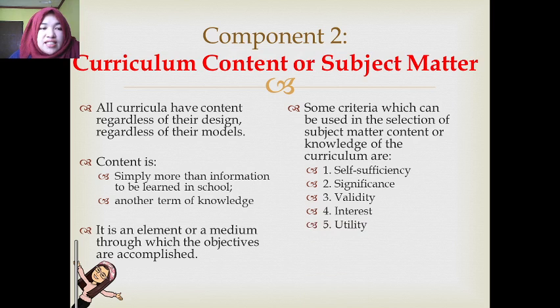Then, number five is the utility. Utility is the usefulness of the content or subject matter, may be relative to the learner who is going to use it. So the usefulness may either be for the present or for the future. Number six, the learnability. So the subject matter in the curriculum should be within the range of the experiences of the learners. And the last one, the feasibility.